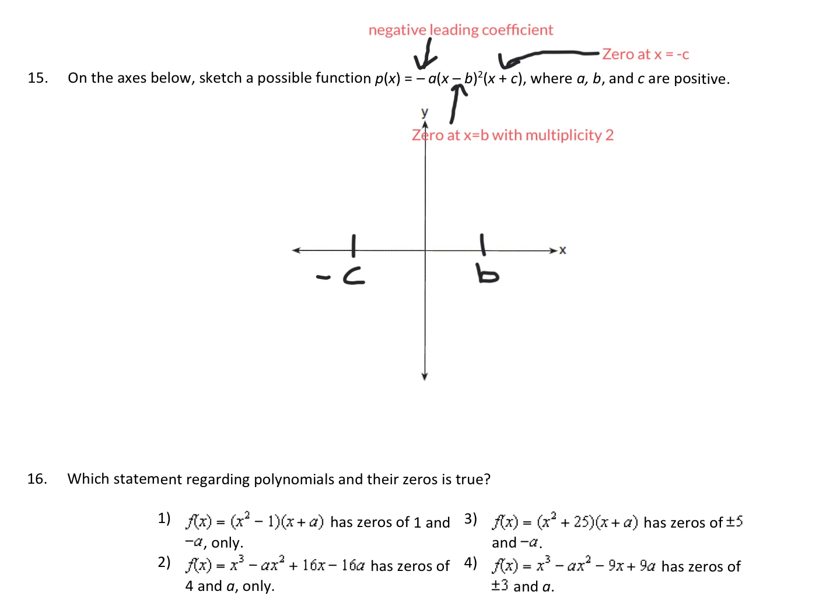Okay, so let me graph that. It's going to go down through negative c. It's going to come up to b, but not go through the x-axis. It's going to bounce off, and then it's going to end off going down because of the negative leading coefficient. And that's it. And you could just label it p of x. You don't have to label the whole entire function on there, as long as you label it.